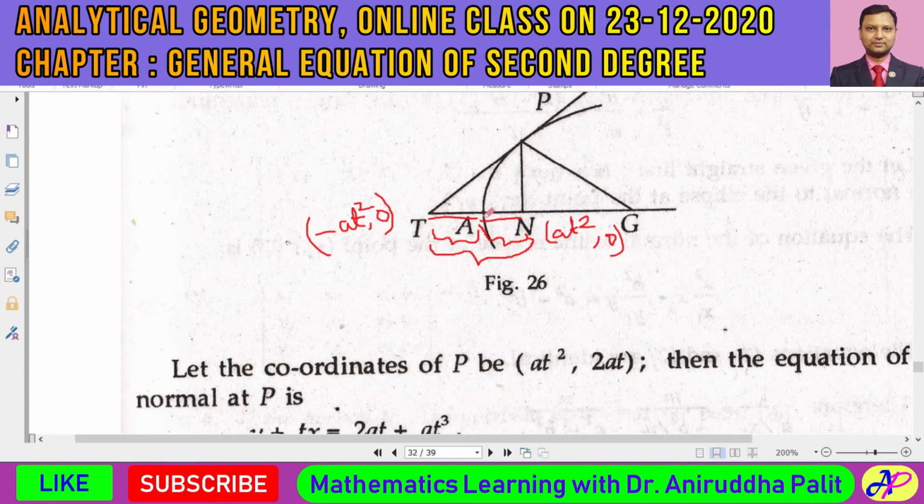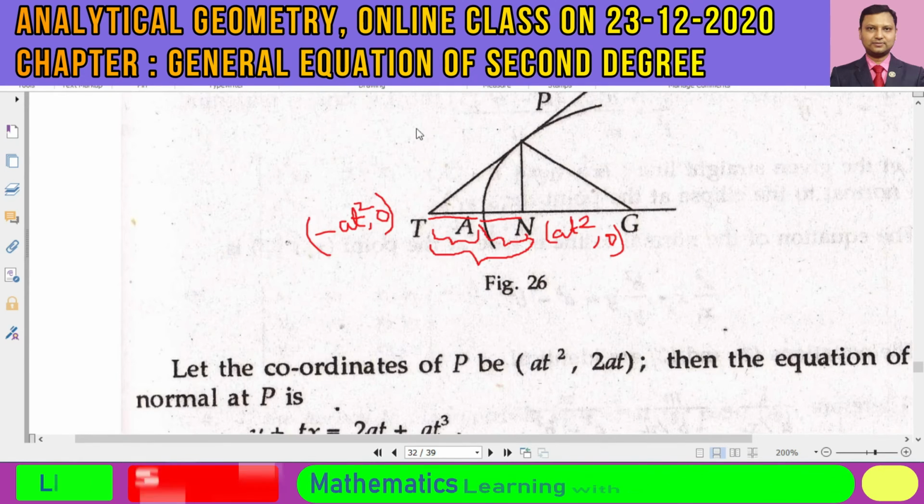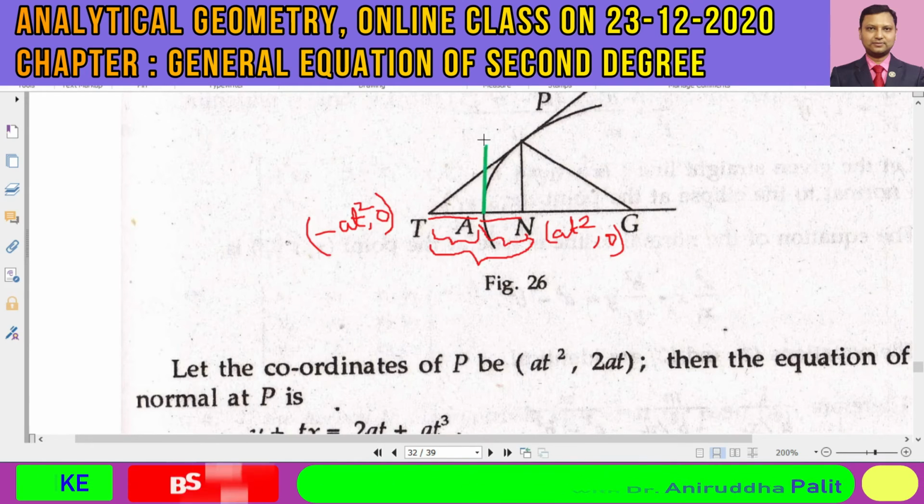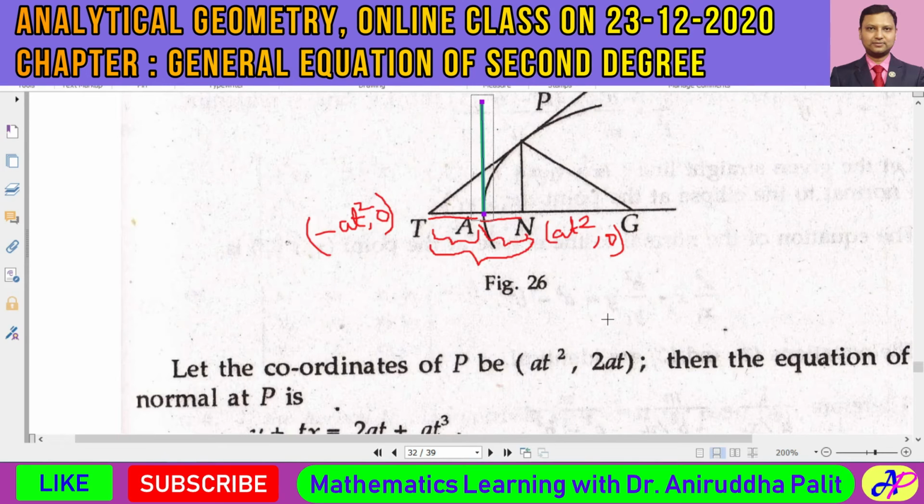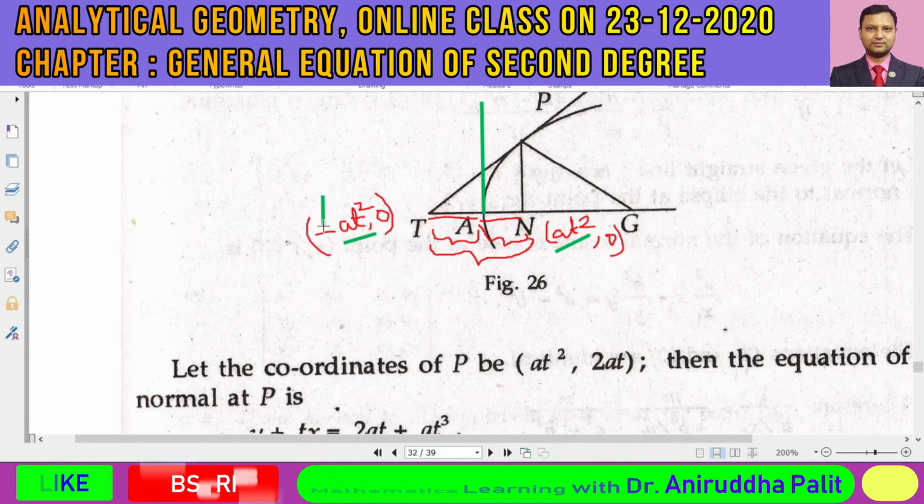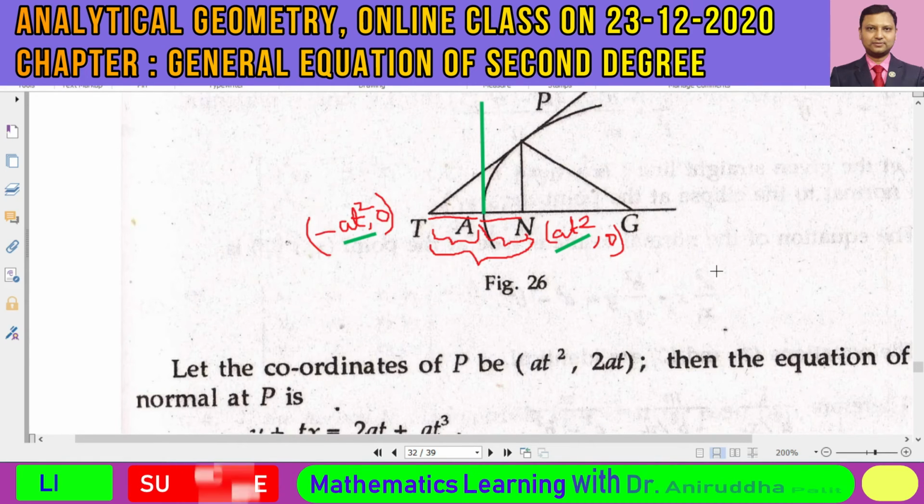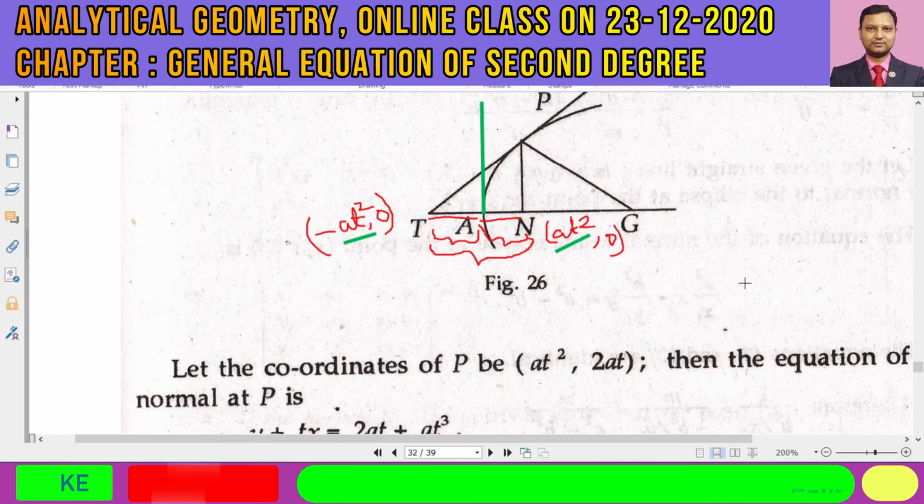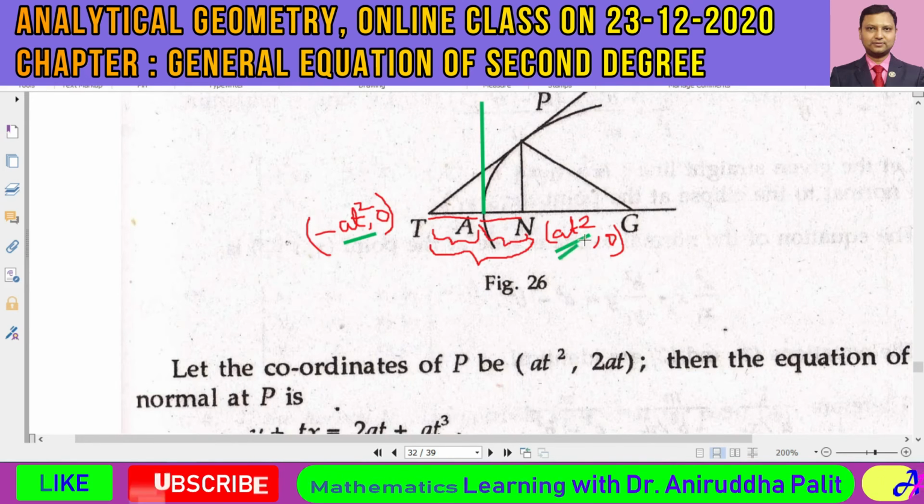And therefore, the coordinate of the point capital A, what is this? Capital A is actually the origin. If you look at this picture, the y-axis would ultimately cross through this point, the vertex capital A. So capital A would be the origin. You see the distance from A to N is actually at², and the distance from A to T is again at². The negative sign comes because T lies on the left of the point capital A, and the positive sign means N lies to the right of the point capital A.